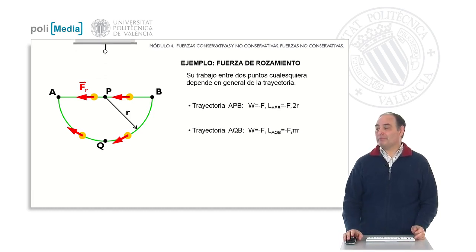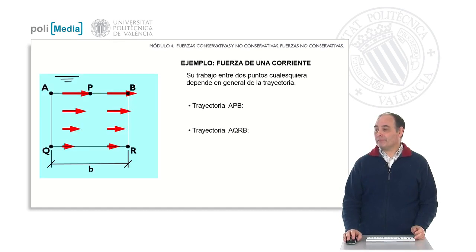Let's look at another example, which is the force exerted by a current. Let's imagine that we have a river through which water flows, and that the speed depends on the depth. The closer to the bottom, the slower the water goes. The closer to the surface, the faster the water goes and exerts a greater force, a pattern of forces like the one we see there. And let's see what work that force does on a particle going from A to B in a straight line, or going from A to B describing a U that will pass through points Q and R. Here we're calling b the distance between points A and B, and this value will appear to us next.